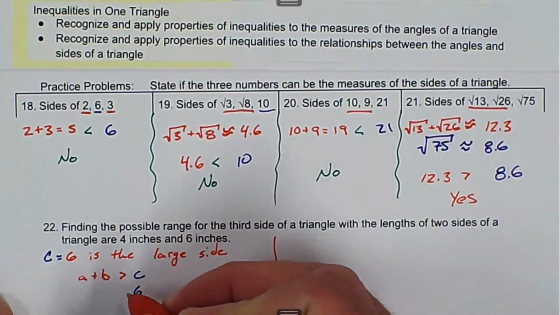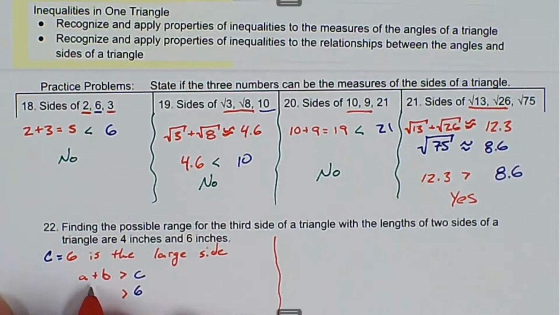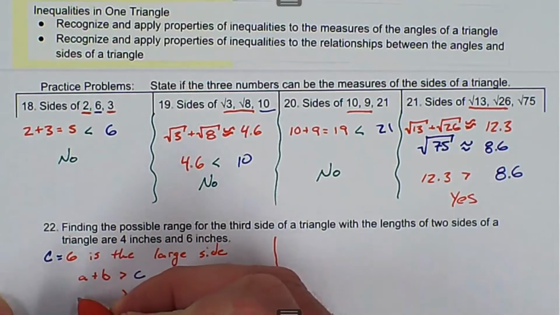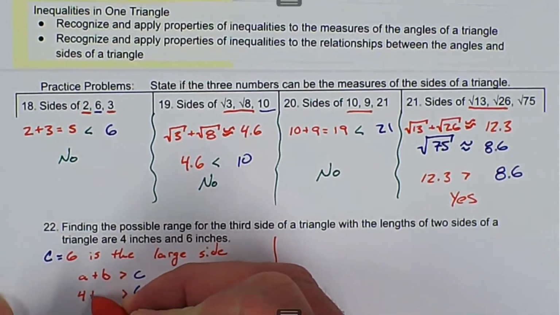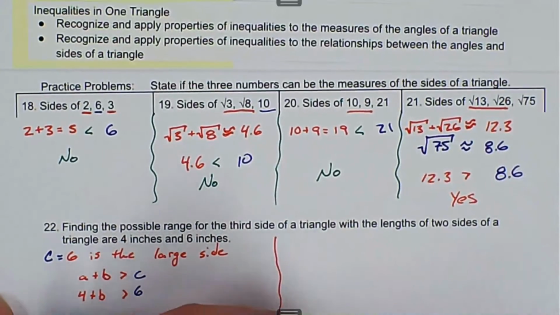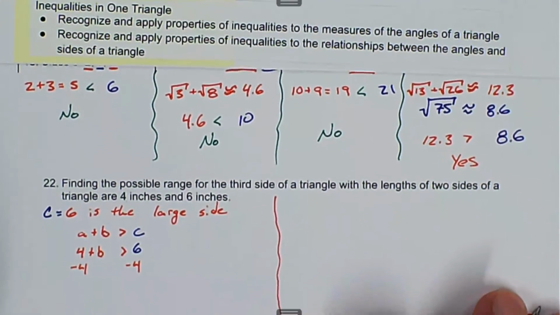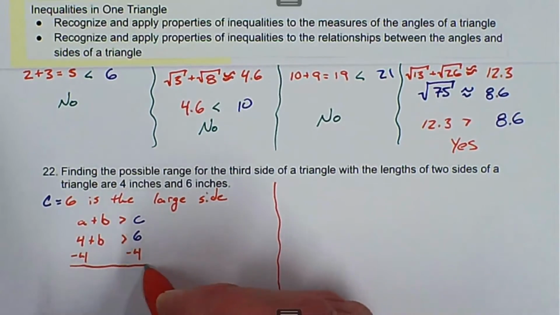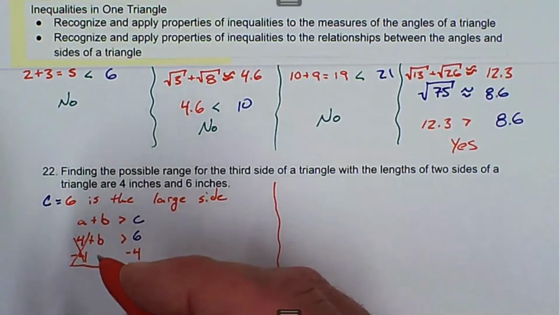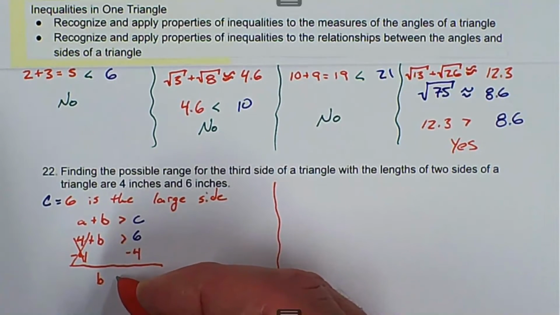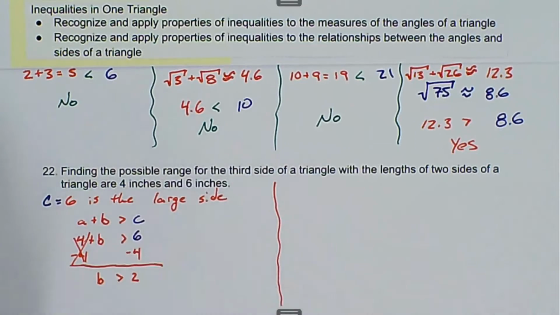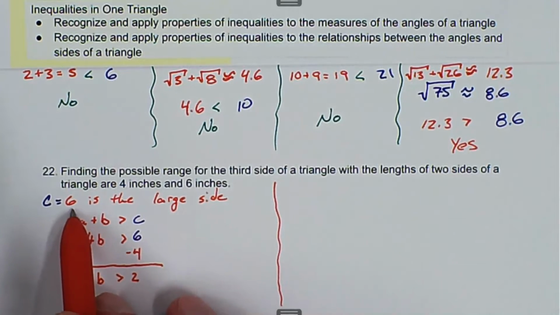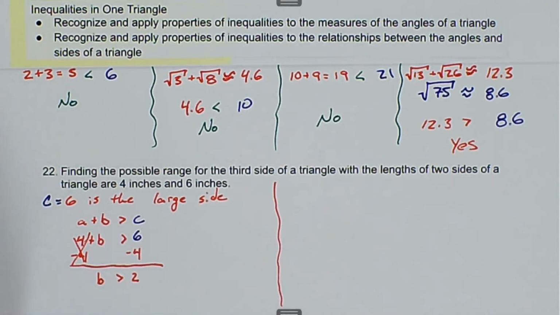So that means we can pick either, we'll just pick it as a. So 4 is going in as a. And then we want to solve for b. So how do we solve for b? We subtract 4 from both sides of the equal sign, or both sides of the inequality sign. Our 4's cancel on the left, and we get b has to be greater than 2. Okay, so that was what we picked, that 6 was the large side, or 6 was equal to c.